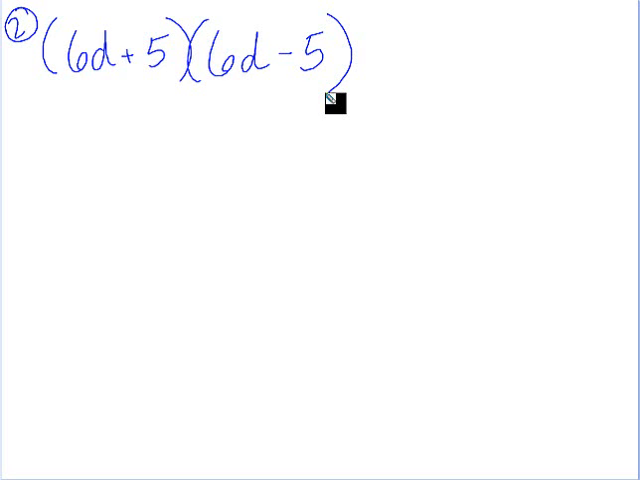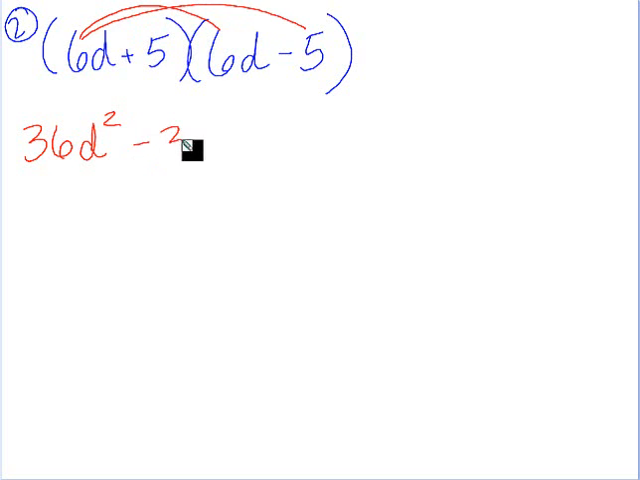So how would we go ahead and simplify this? What are we going to need to do? Well, we don't have to rewrite this one out. Okay, so we're going to start distributing. So 6d times 6d. Good, 36d squared. Then what? Okay, 6d times minus 5. What's that? Yep, negative 30d.